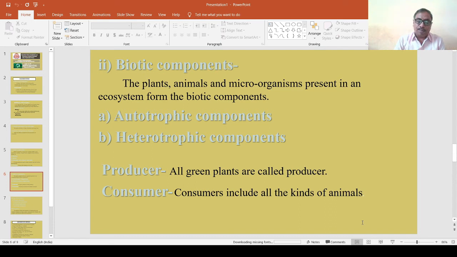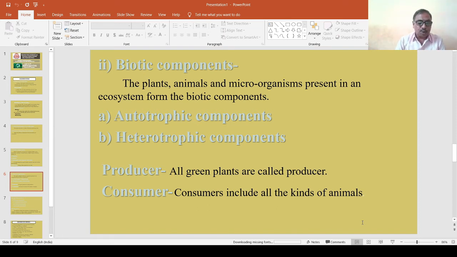From the structural point of view, there are three components, and these are producer, consumer, and decomposers. All green plants are called producers because plants can produce food for other living organisms. Producers are the first fundamental components of ecosystem.